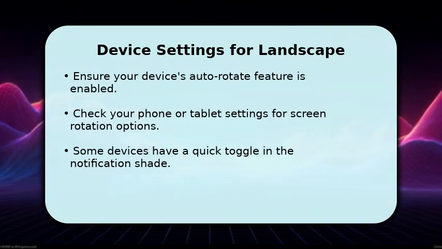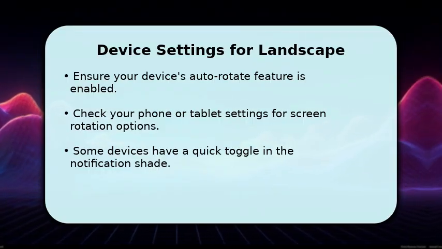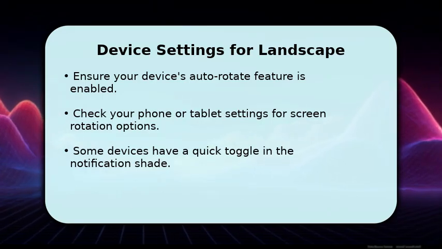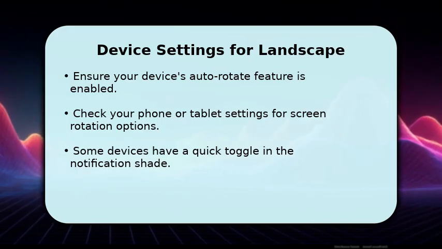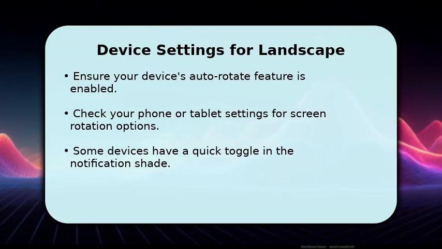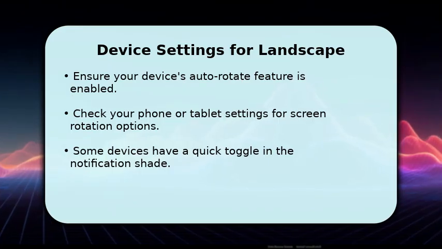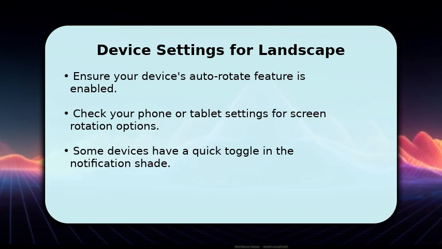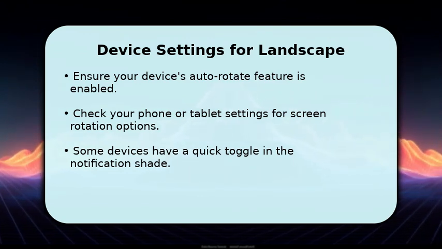You will need to enable the auto-rotate feature on your phone or tablet. This setting is usually found in your device's Quick Settings panel, often accessed by swiping down from the top of the screen. Look for an icon that resembles a rotating arrow or a lock with an arrow. Make sure it is turned on. If you cannot find it there, navigate to your device's main settings menu, then Display or Accessibility, and locate the screen rotation option. This is a crucial first step.